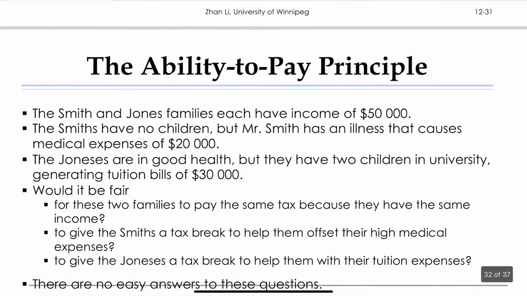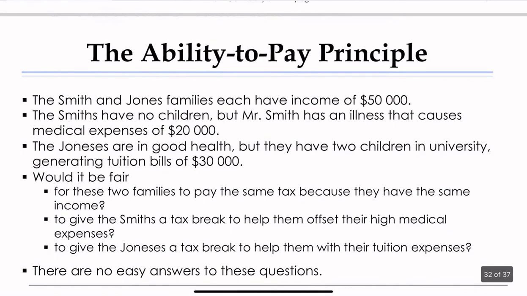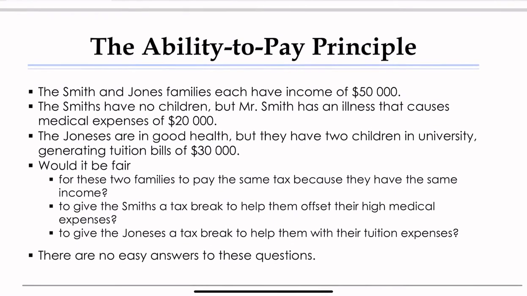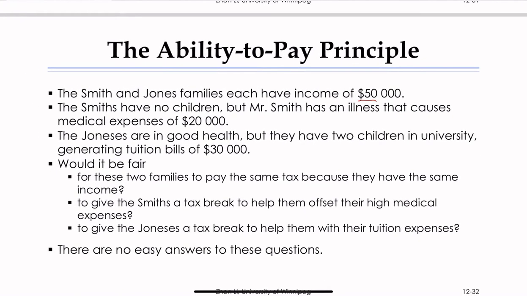So let's see this example here. The Smith and Jones families have the same income, $50,000. The Smith family has no children, but Mr. Smith has a medical expense of $20,000 per year. The Joneses are in good health, but they have two children in university, so their tuition bills per year would be $30,000.